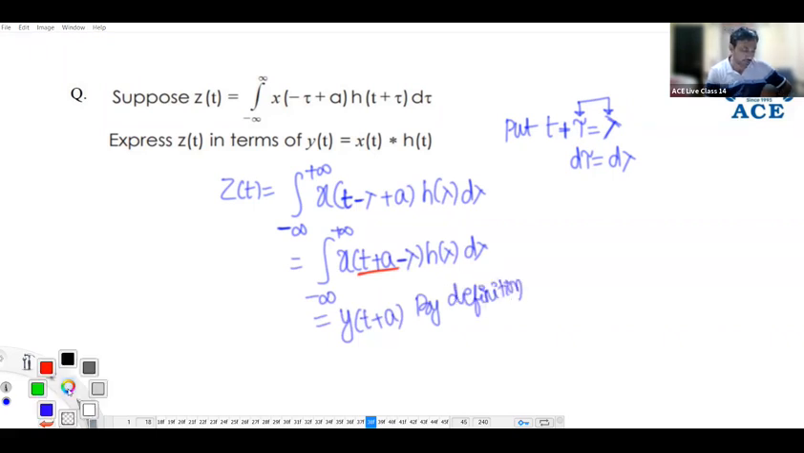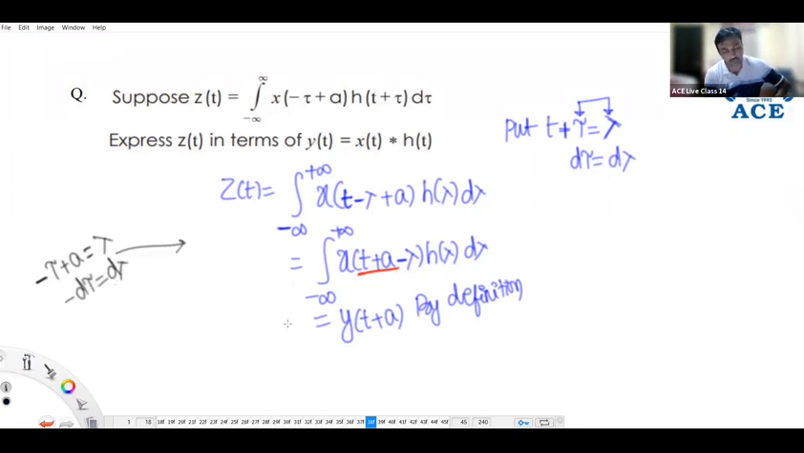The fellows who are assuming the first term as lambda, be careful. You have to change the limits also. Minus d tau is d lambda, as tau and lambda have opposite sign. In this case, the limits go from plus infinity to minus infinity. But still, the final answer is the same. It will not affect the final answer. Finally, the same answer, y of t plus a only.